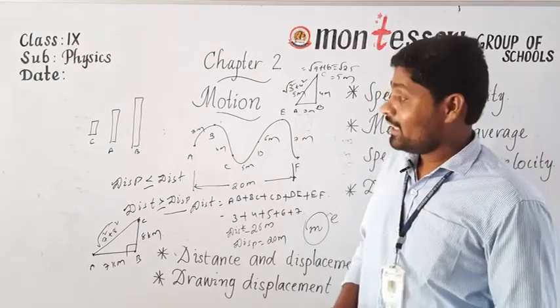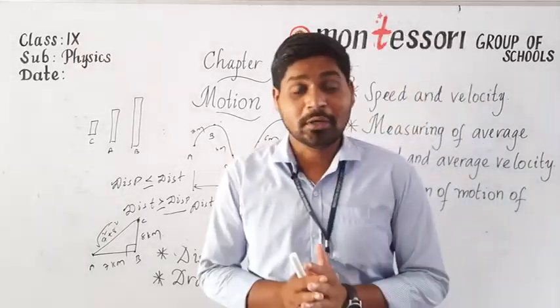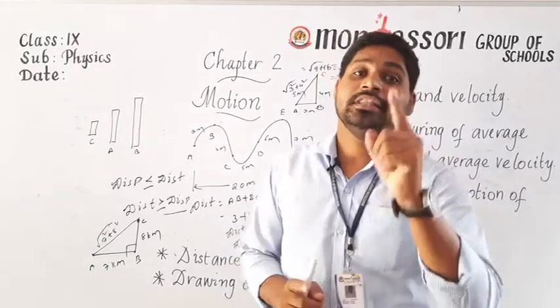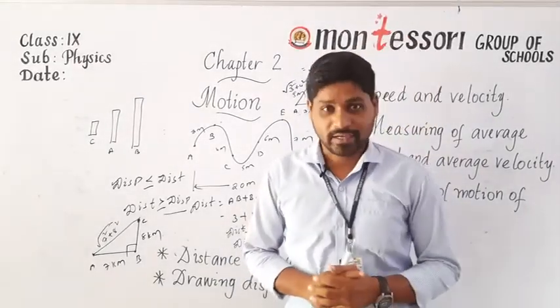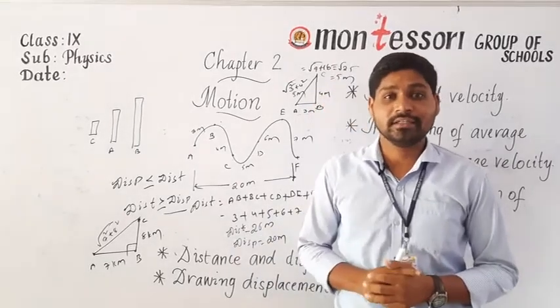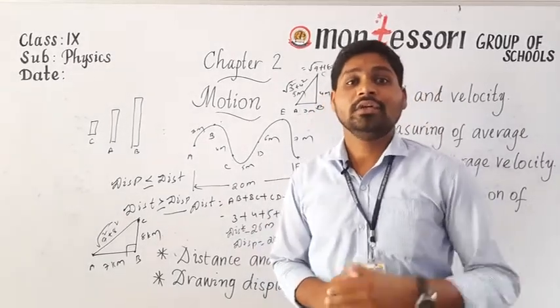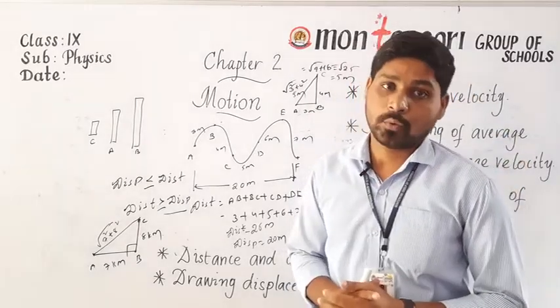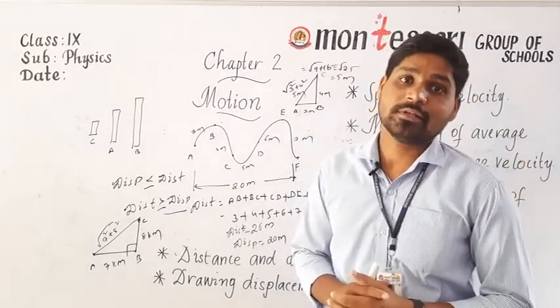See here, when do the magnitudes of distance and displacement become equal? When the path is a straight line. Whenever the path is a straight line, then only we can observe that the magnitudes of distance and displacement are equal.